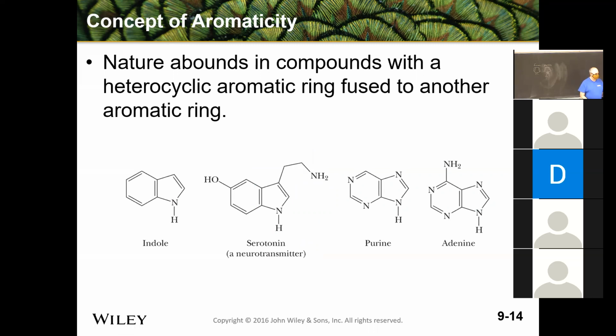Okay, here are some natural compounds that have heterocyclic aromatics that are fused to another ring. Okay, this one is called indole. We have a pyrrole ring fused with an aromatic benzene ring. This one is called serotonin. It's a neurotransmitter. And it has that structure. It has a hydroxyl group and an amino group.